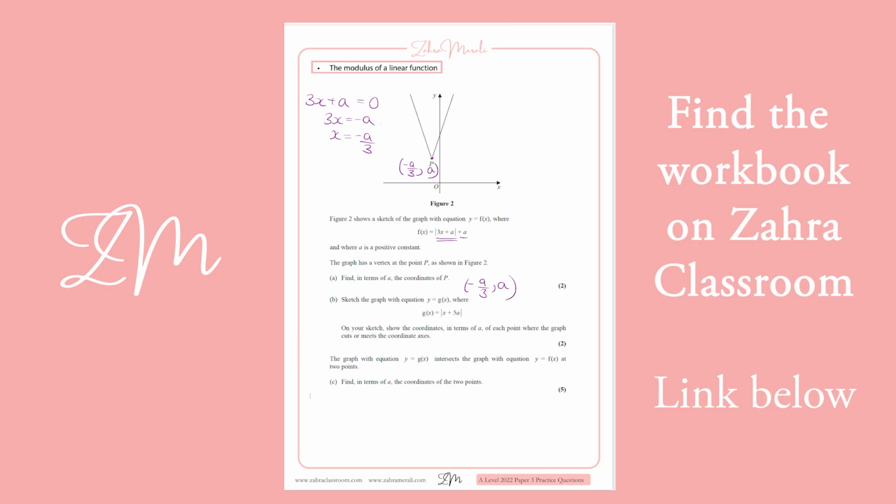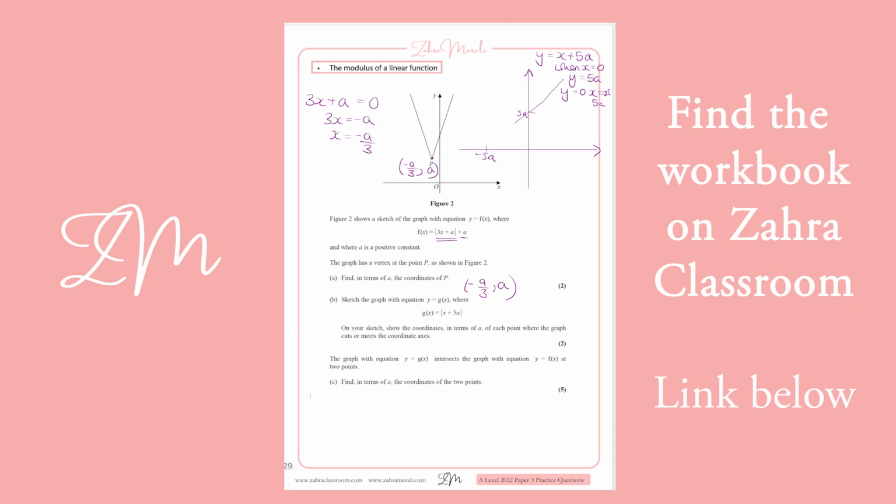Then it tells us to sketch the graph g of x equals the modulus of x plus 5a. So in order to sketch that, let's draw some axes in. If I had y equals x plus 5a, when x equals 0, I can see y equals 5a. When y equals 0, x equals minus 5a. So I'm going to say 5a and minus 5a.